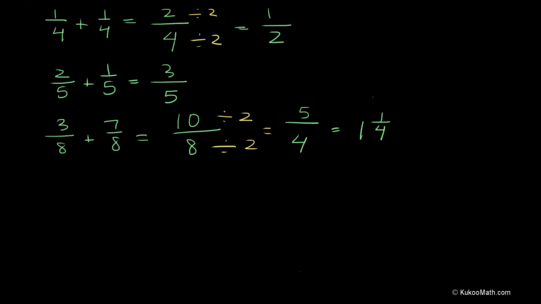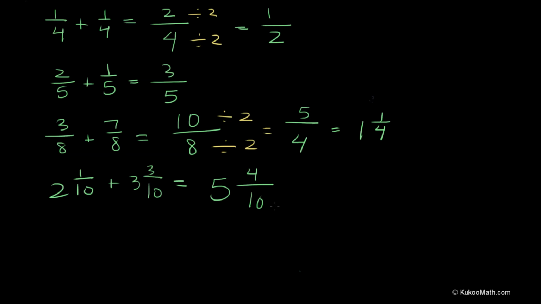Now we're going to try another problem. We're going to do 2 and 1/10 plus 3 and 3/10. So when you add two mixed fractions together, first add the two whole numbers. So we get 2 plus 3 is equal to 5. And then we have 1/10 plus the 3/10. So we're going to add as we learned from before. So 1 plus 3 is equal to 4. And then bring over the denominator, and we have 10.